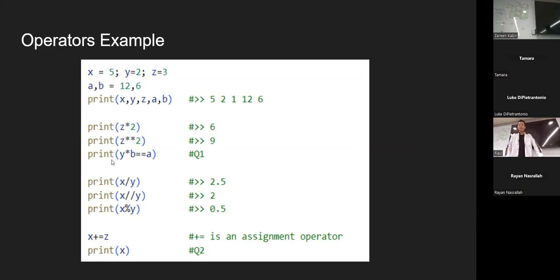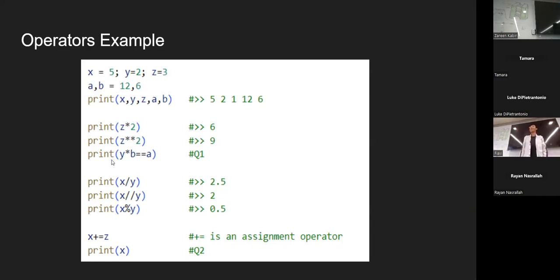Following that is a small question. y times b equals a. What will be the result of that? Think about that, maybe 10 seconds. y times b equals a. What will be the result of running that line?